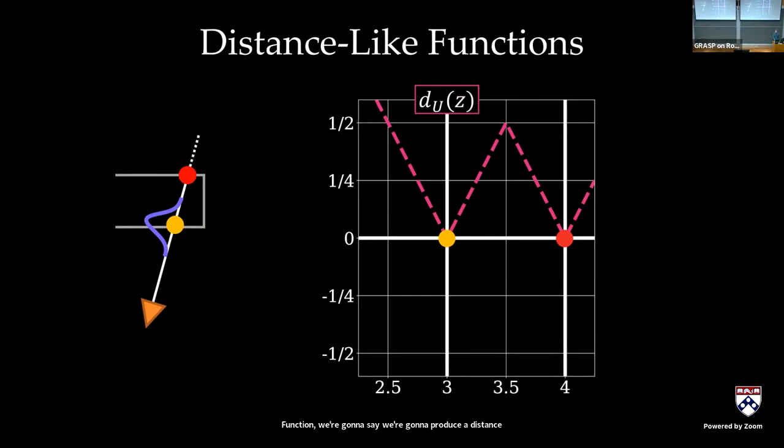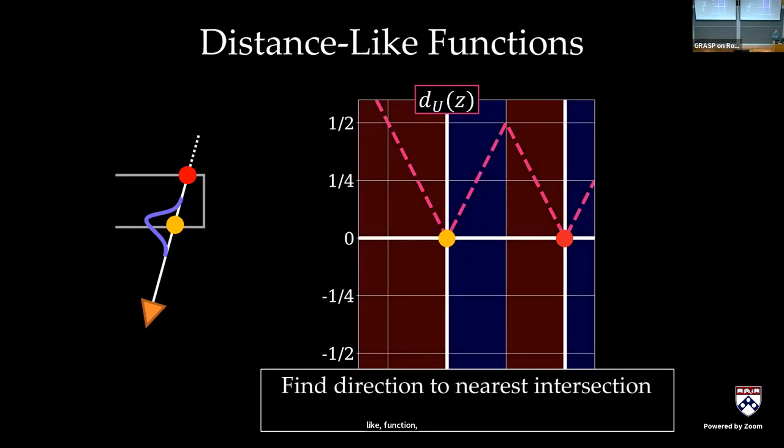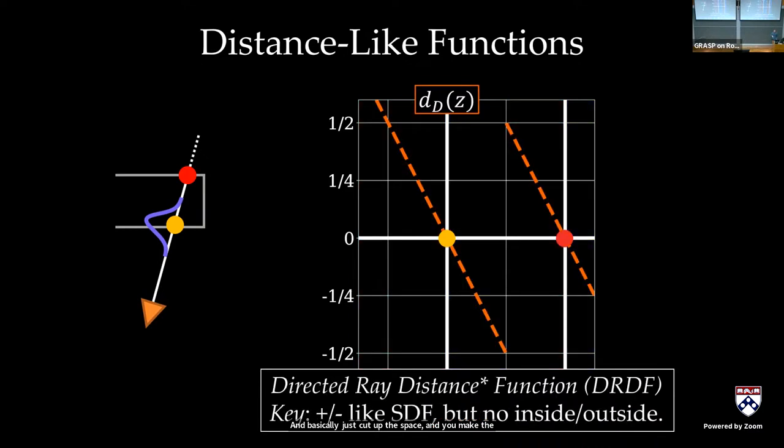The idea here is we have this W. We do something very simple. We find the direction to the nearest intersection. Red is the nearest intersection is after that location. Blue is the nearest intersection is behind. You can basically just cut up the space. And you make the distance either positive or negative. And what happens is you basically flip the distance function down. And so it's like the signed distance function. It has positive and negative components. So things cancel out nicely.